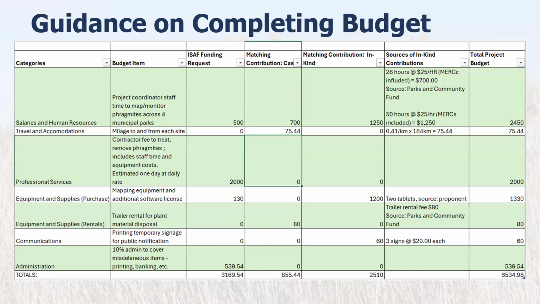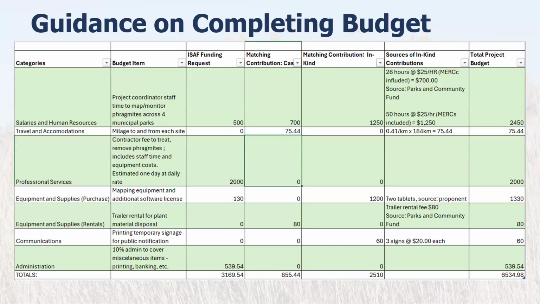And as we can see here, even though the math isn't quite done for us fully, the funding request is at 3169, and we can do the math a little bit, and we can tell that the 2510 plus the 855 is going to put this project over and above the one-to-one matching requirement for the Invasive Phragmites Control Fund. If you are able to come in over the one-to-one, that is fantastic. If you're only able to come in meeting that one-to-one, that is fantastic as well.